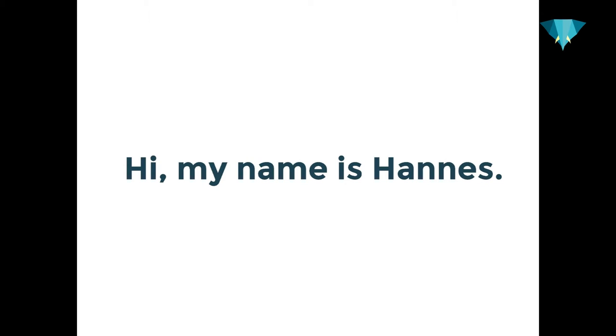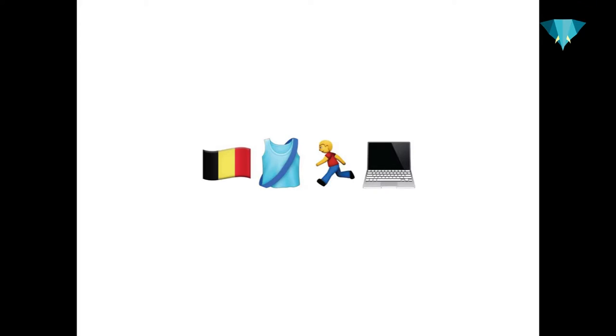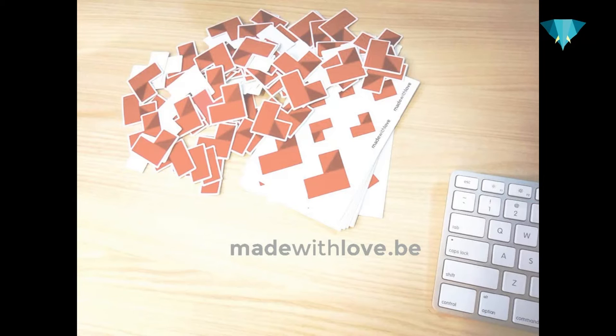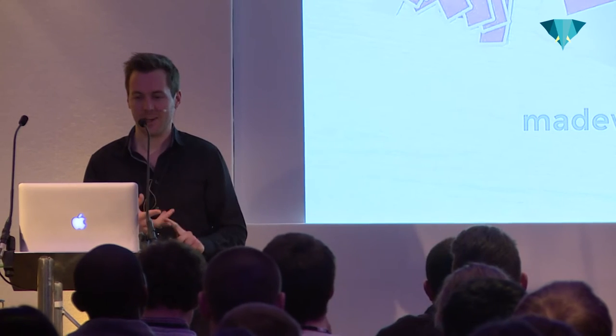Who am I? My name is Hannes. And the next slide is a description of me in 4 emoji. I'm a Belgian, I'm a runner, and I do software development. I work for a company called madewithlove.be. We make things with love. We use PHP and JavaScript, etc. We have a team of about 20 people over 4 different continents, including Brazil, Canada, Kenya, and Europe. So it's a really cool company. If you want to check it out, madewithlove.be.